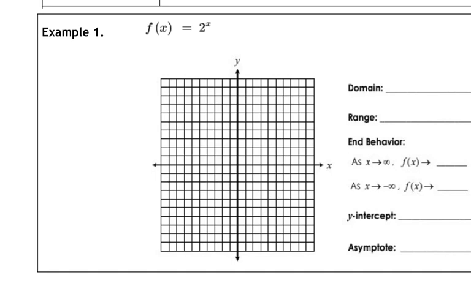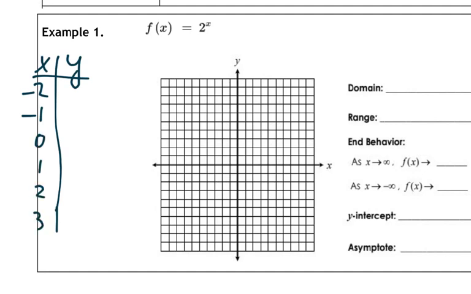So first let's do a table of values, a t-table, and I can pick for x values negative 2, negative 1, 0, 1, 2, and maybe 3. As a side note, when I plug in 2 to the negative second power, we use the negative exponent rule, and here it comes out to be 2 to the second power in the denominator. So it's 1/4.